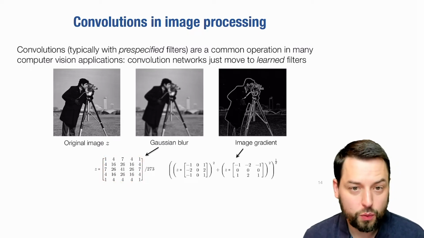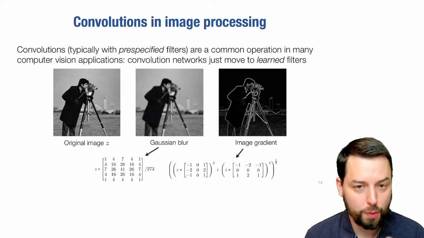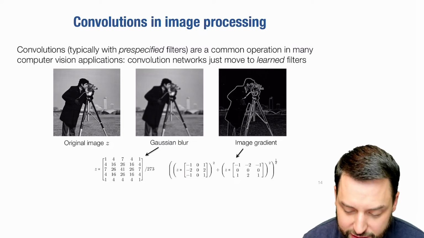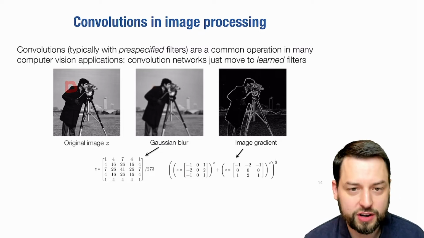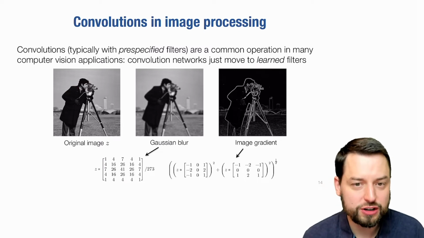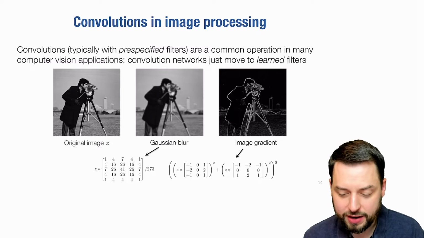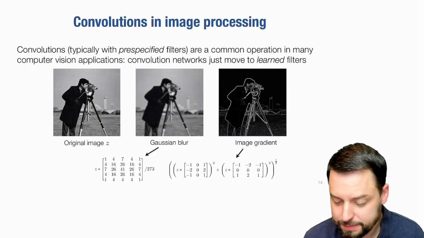And if you do that, what you get is a blurred image. You get an image that is more blurry because each pixel in this image is a combination of pixels around that location in the previous image. That's what this Gaussian blur operation does, and it's accomplished via convolution. That's how you can implement these things.